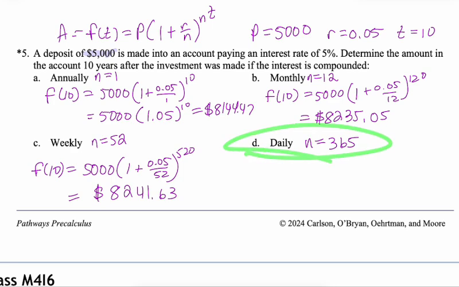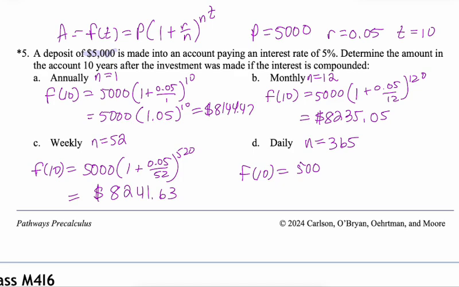And our final one, for 10 years, given a daily compounding formula, it would still be the 5,000 times 1 plus 0.05 divided by 365. And then 365 times 10 is 3,650. Then you would throw that into your calculator, and it should be the largest of all. And that's $8,243.32.